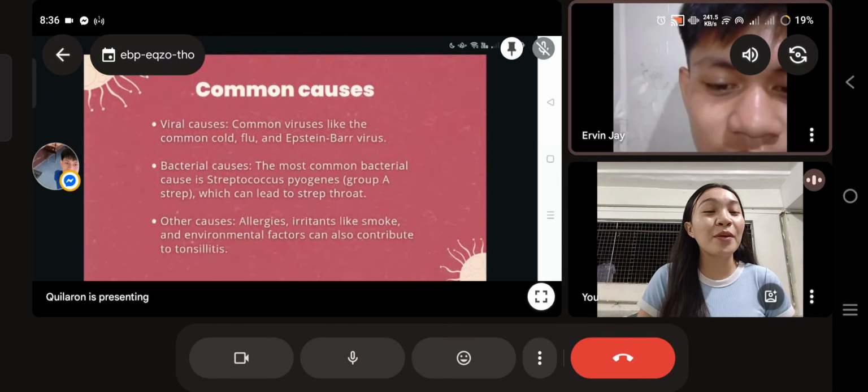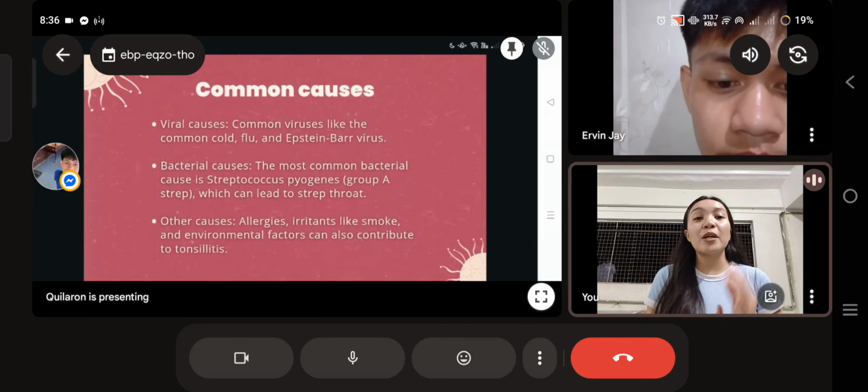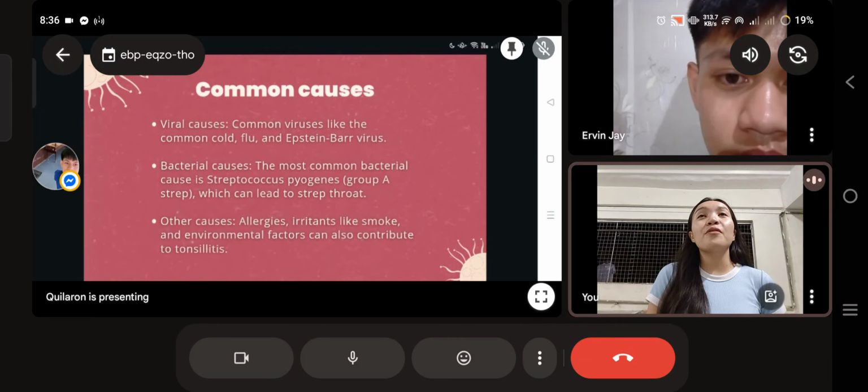Now let's proceed to the common causes of tonsillitis. As we have mentioned earlier, the cause of tonsillitis is not the chocolate.